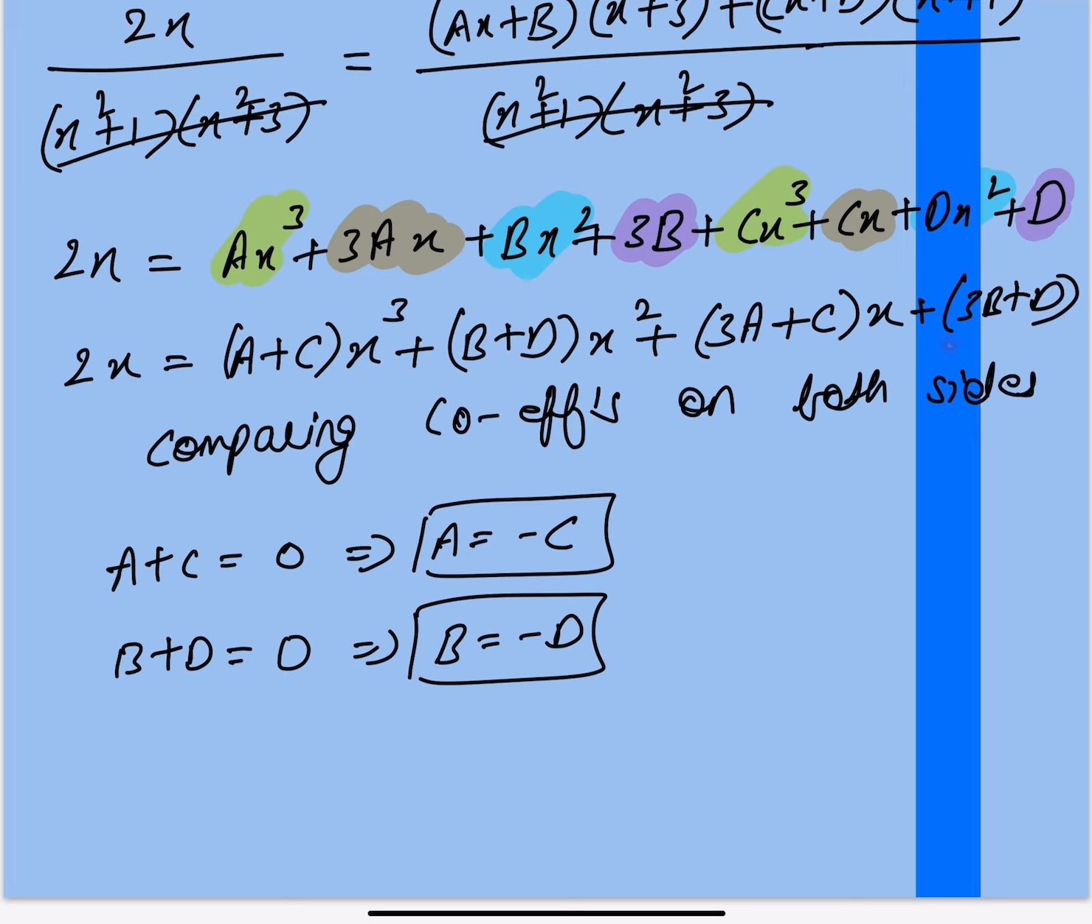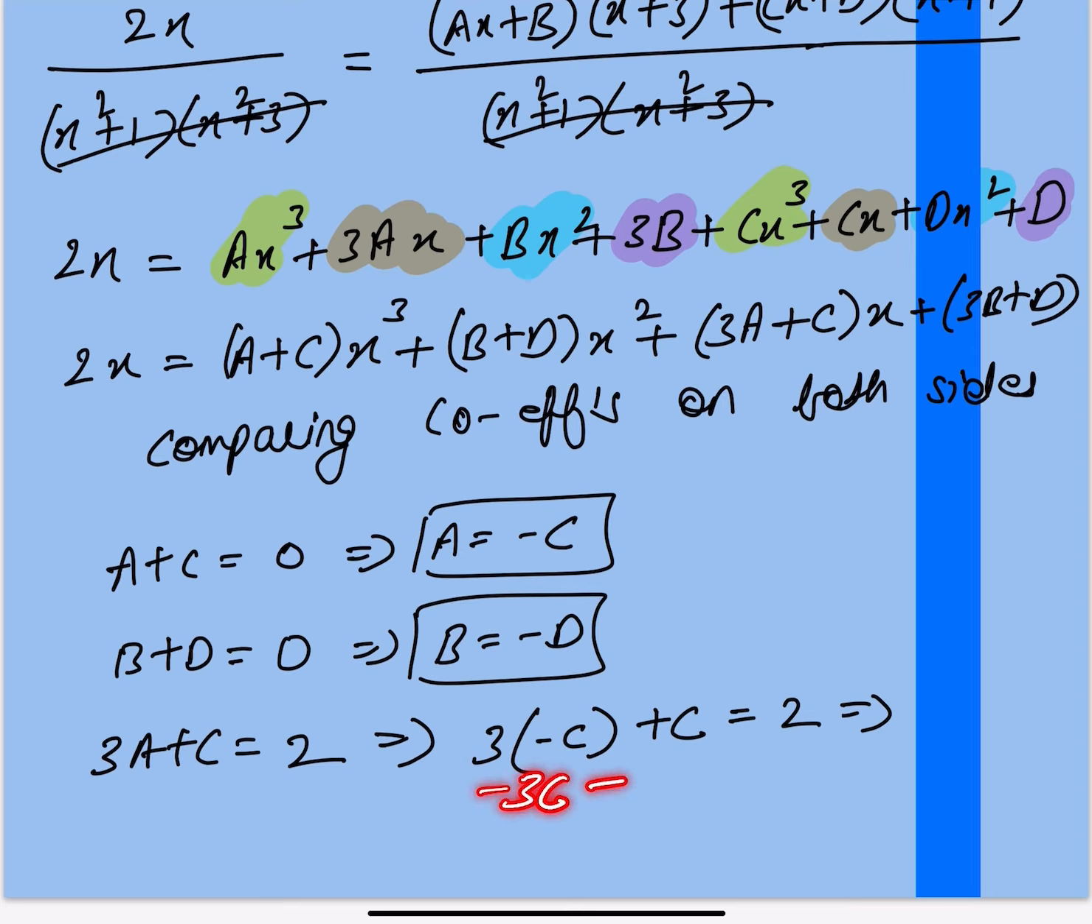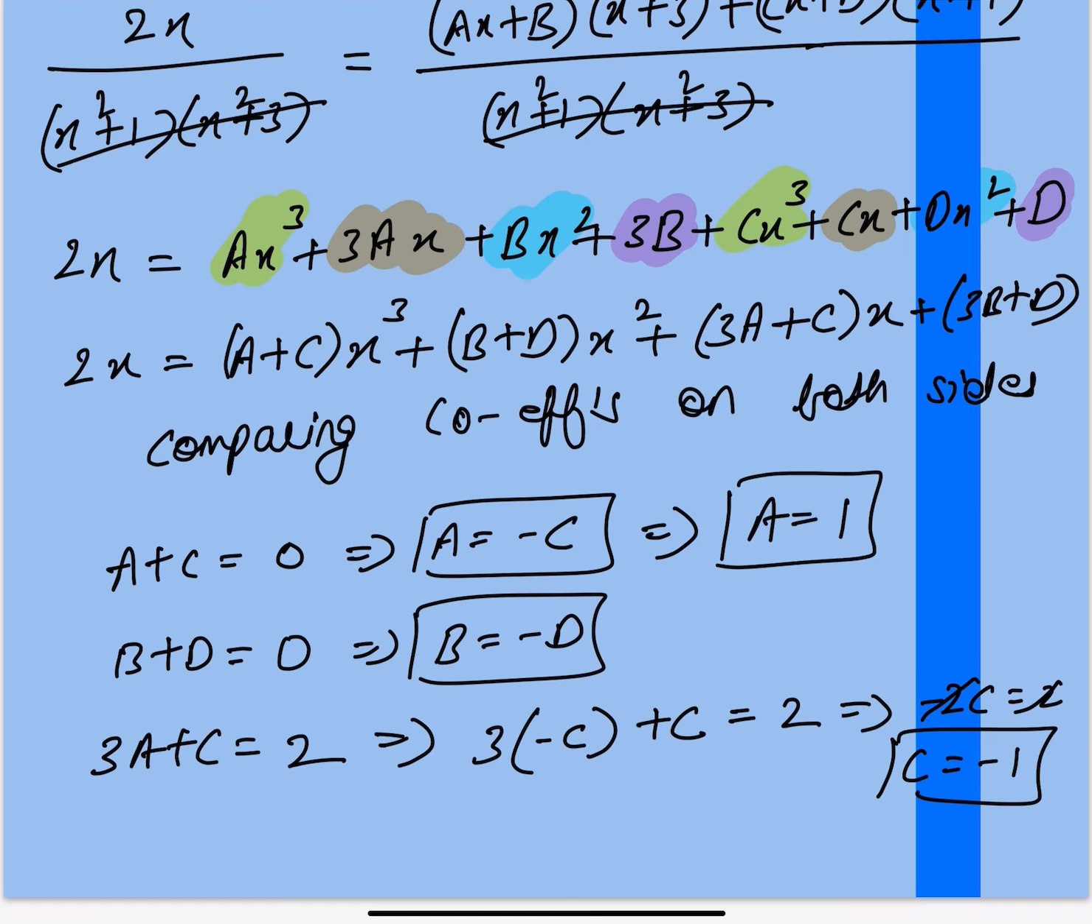Now look at this. 3A plus C equals 2 because the coefficient of x is 2 on this side. So you will get the third equation as 3A plus C equals 2. Now use this: A is equal to minus C. So put it over here. We will get 3(minus C) plus C equals 2, or minus 3C plus C equals minus 2C. So minus 2C equals 2, or C equals minus 1. So if C is minus 1, A is 1.